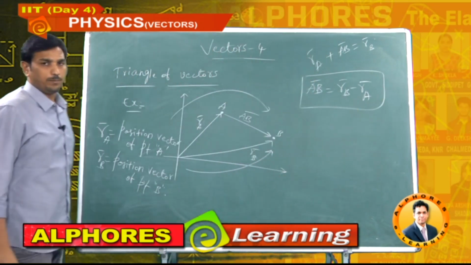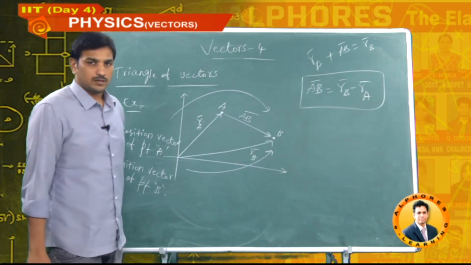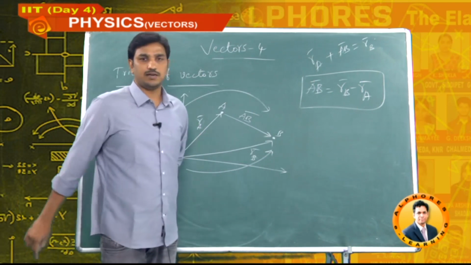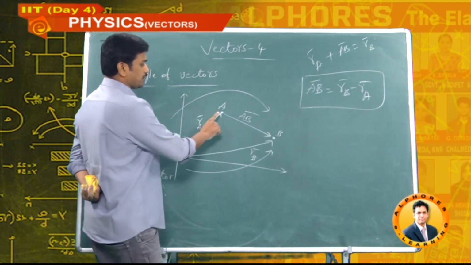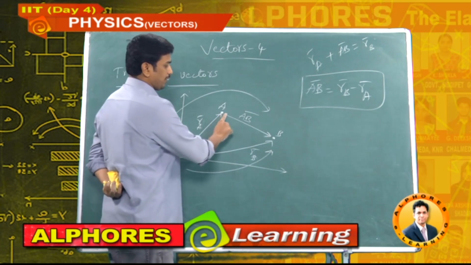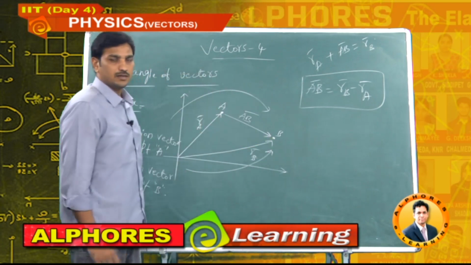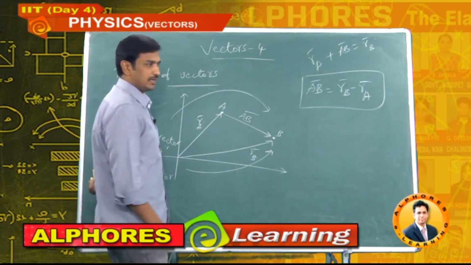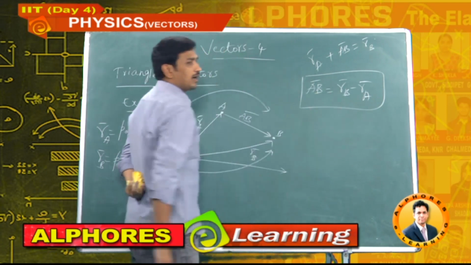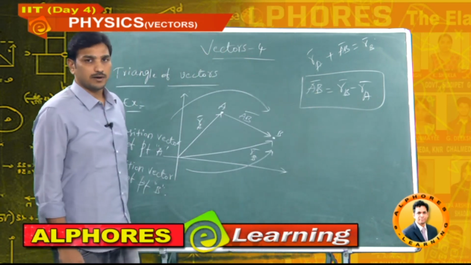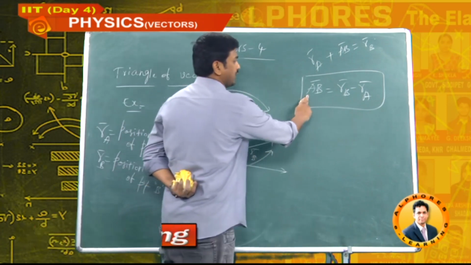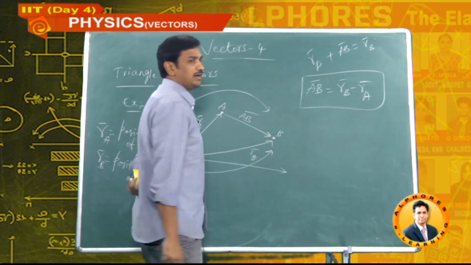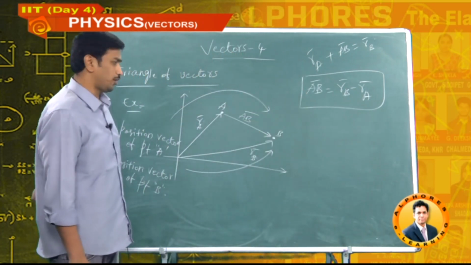So the particle travelled from A to B. The displacement of the particle when it is moving from point A to point B is AB bar. That we can calculate by using the formula RB bar minus RA bar. So this is the displacement vector of the particle when it is moving from point A to point B.